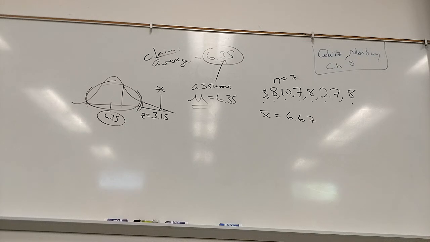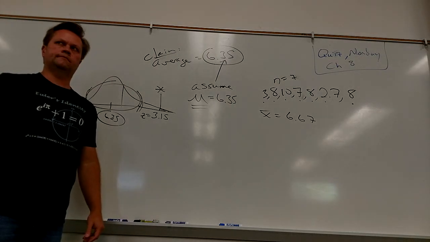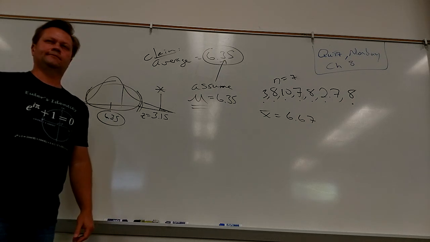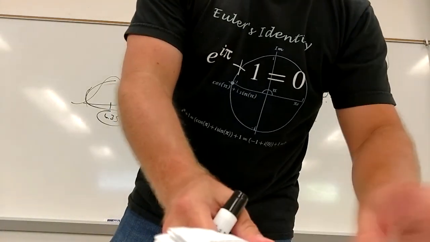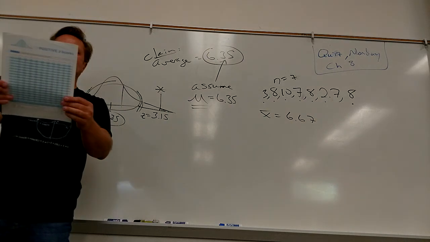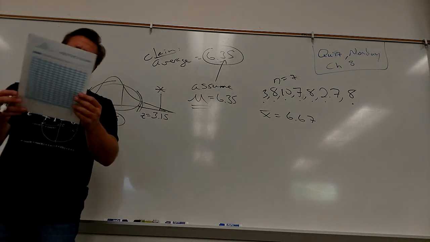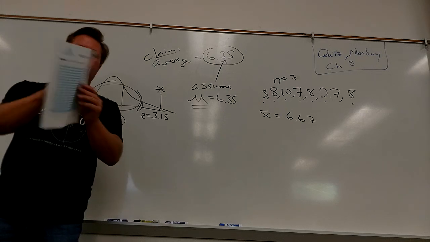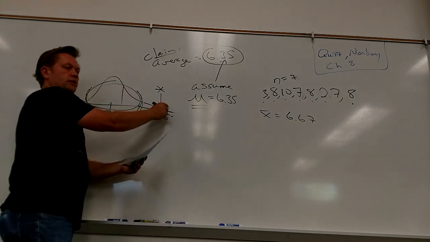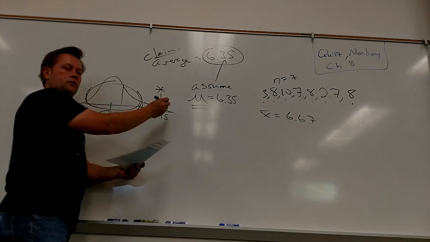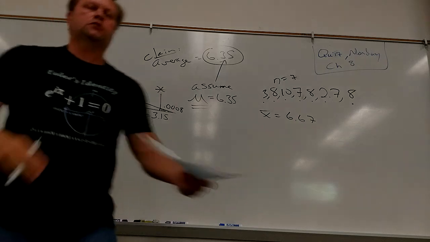You might need a z-score chart. It's like 0.000 something. Just being weird. 3.15. What do you get when you look that up? 0.9992. So then what's the probability it's this or more, that it's at least this far away? 0.0008.